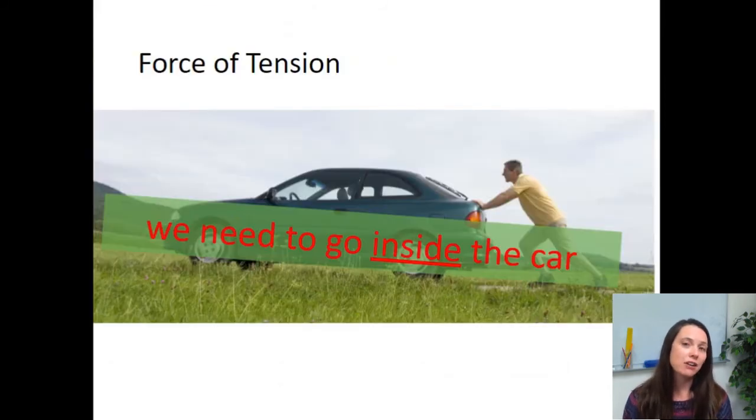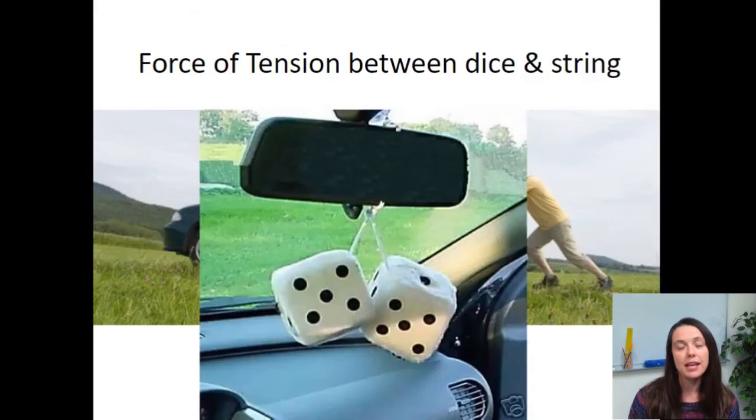If we consider the diagram we looked at the beginning, in order to see a force of tension, we're going to have to go inside of the car. Let's imagine that the car has a pair of fuzzy dice hanging from the mirror. There is tension in the cords connecting the dice to the rear view mirror because they are pulled taut. The direction of the force pulling down on the mirror from tension is along the direction of the rope, and the tension is pulling up on the dice in the direction parallel to the rope as well.